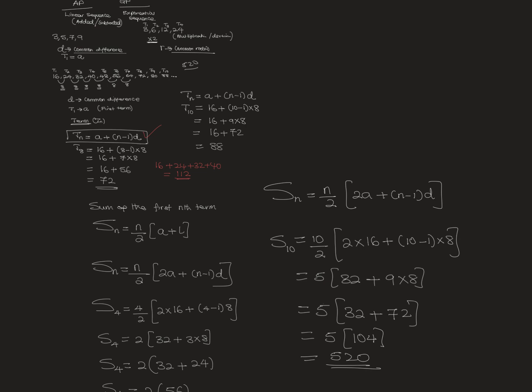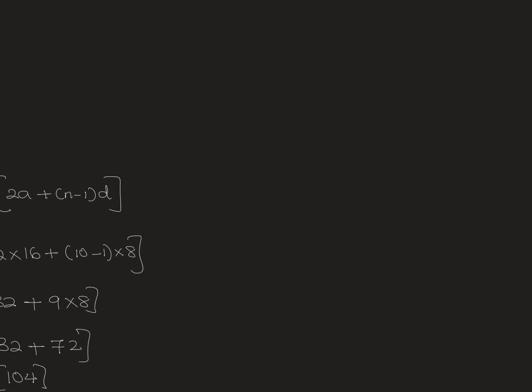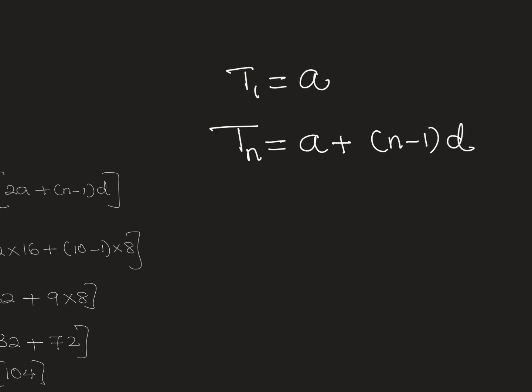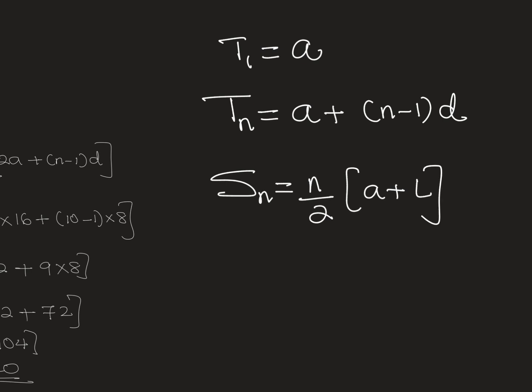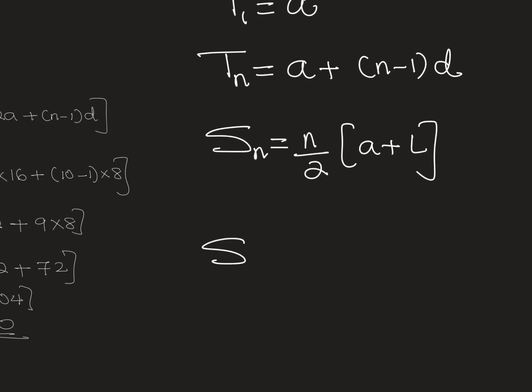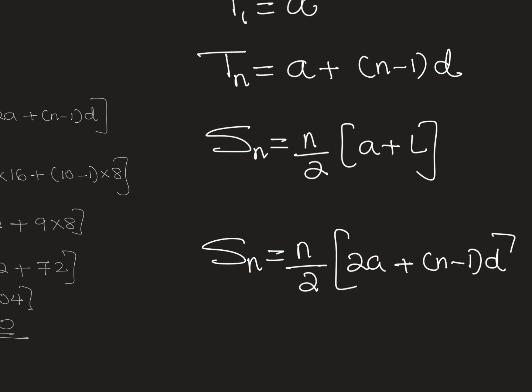Okay? So to just summarize, we've said that the first term is also equal to a. We've said that if we want to find the term, the formula is a plus n minus 1 times the difference. We've said that if we want to find the sum of the terms, s sub n is equal to n over 2 into a plus l, if at all the last term is given. But if the last term is not given, we have to use the formula n over 2 into 2a plus n minus 1 times the difference.